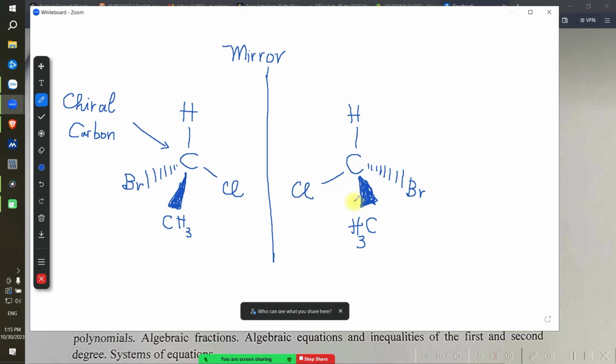But in a biological system, they do not react in the same way. They do not interact with things biologically in the same way, okay?